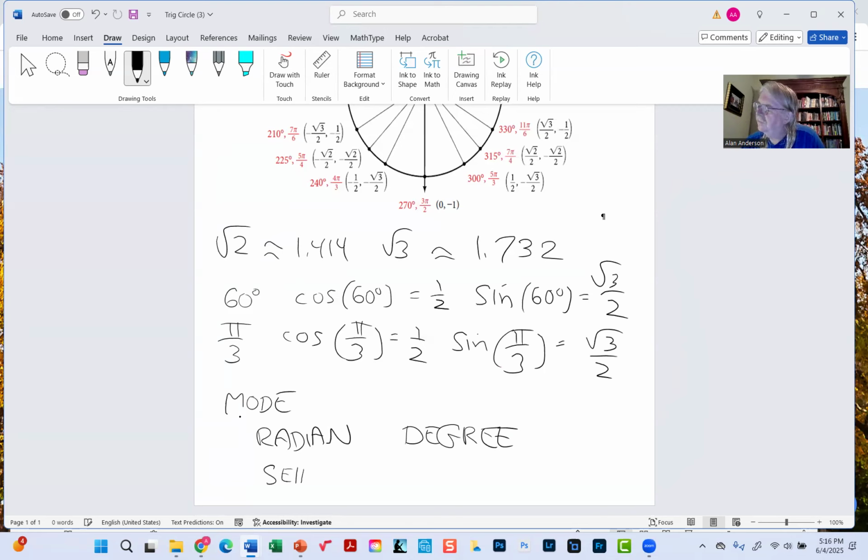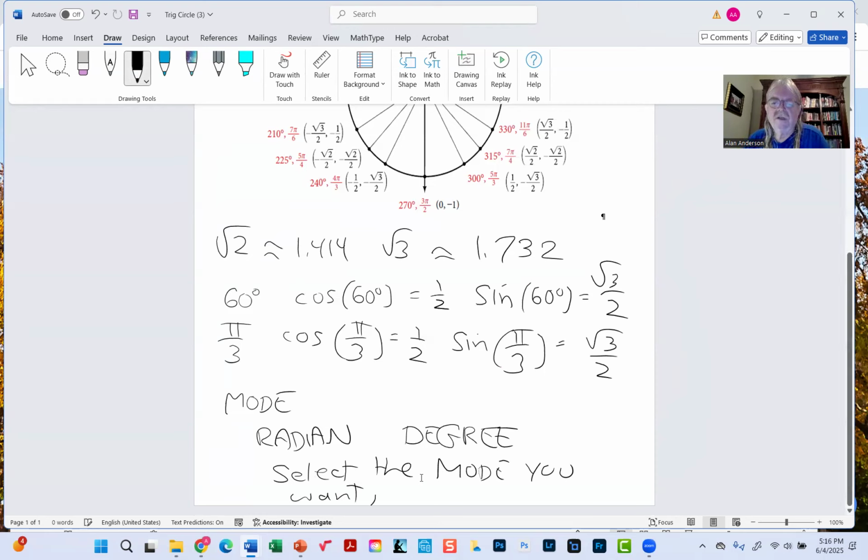select the one you want with the arrow key. And make sure you hit enter, because otherwise it won't remember what you've chosen. All right, it needs that enter key to make it official.